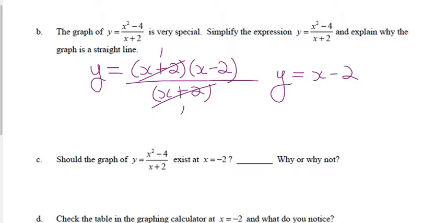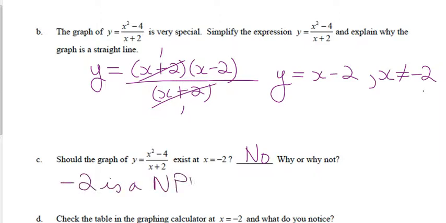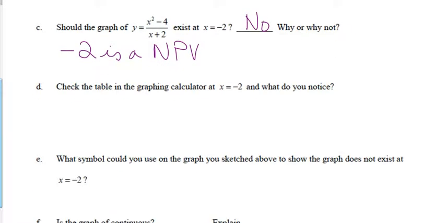So that's part C here. We need to add something here, which is that x cannot be equal to negative 2. So they're the same as long as x is not equal to negative 2. So it's a simplified form of the graph. Should the graph of y equals (x squared minus 4) over (x plus 2) exist at negative 2? No. Why not? So negative 2 is a non-permissible value.